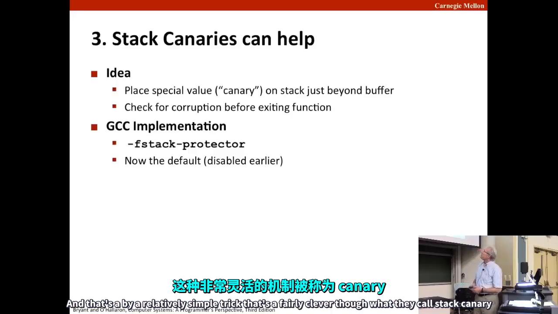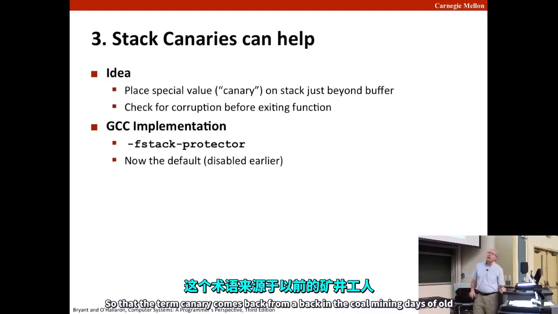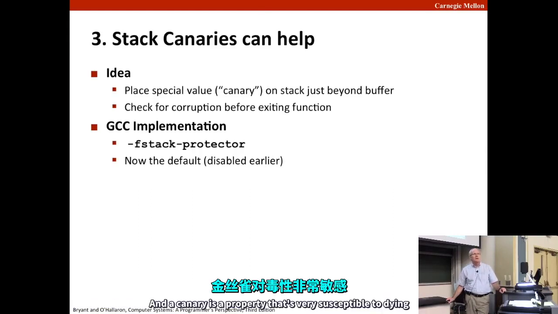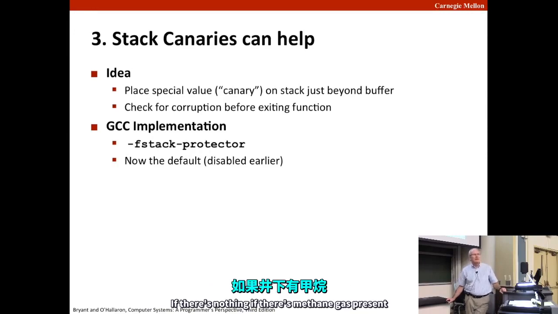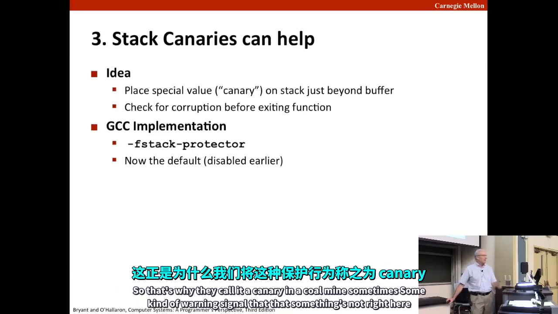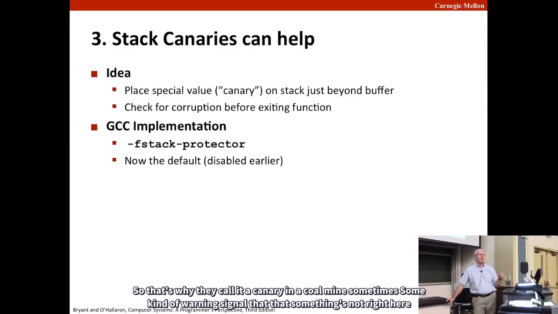What they call a stack canary. So the term canary comes from back in the coal mining days of old, before they had very good ways of measuring things. They'd take a bird down with them in a cage. And a canary has a property that it's very susceptible to dying if there's methane gas present. So these miners would be down there working, and they'd see their bird keel over and say, "Oh, we got a problem here. Let's get out fast." So that's why they call it a canary in a coal mine sometimes. Some kind of warning signal that something's not right here.